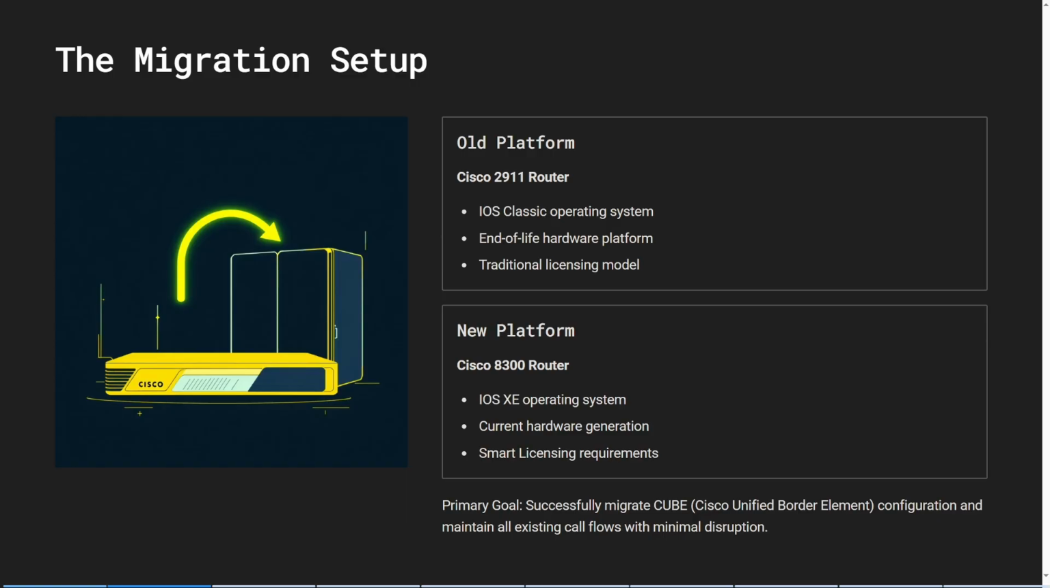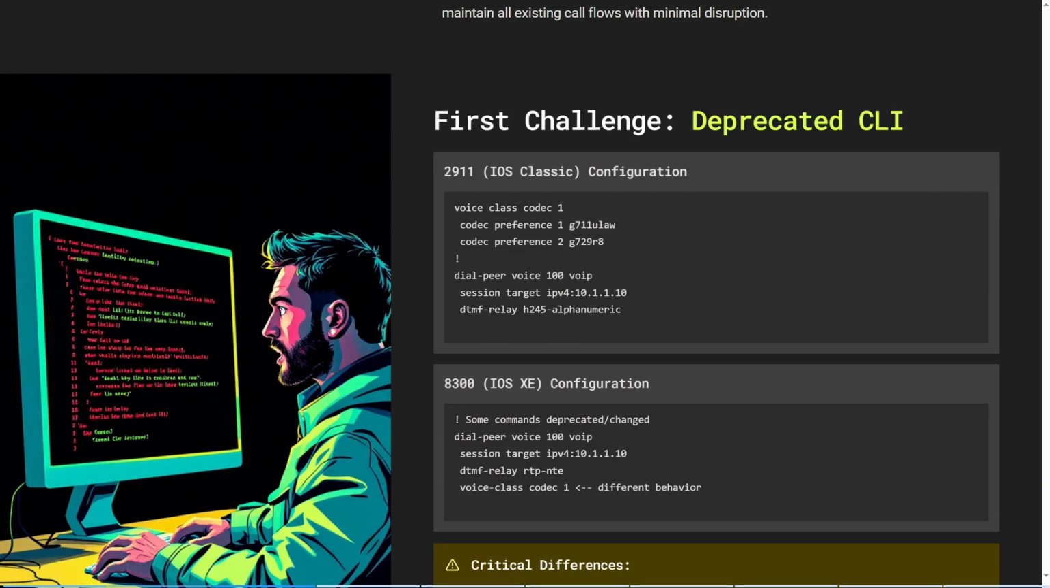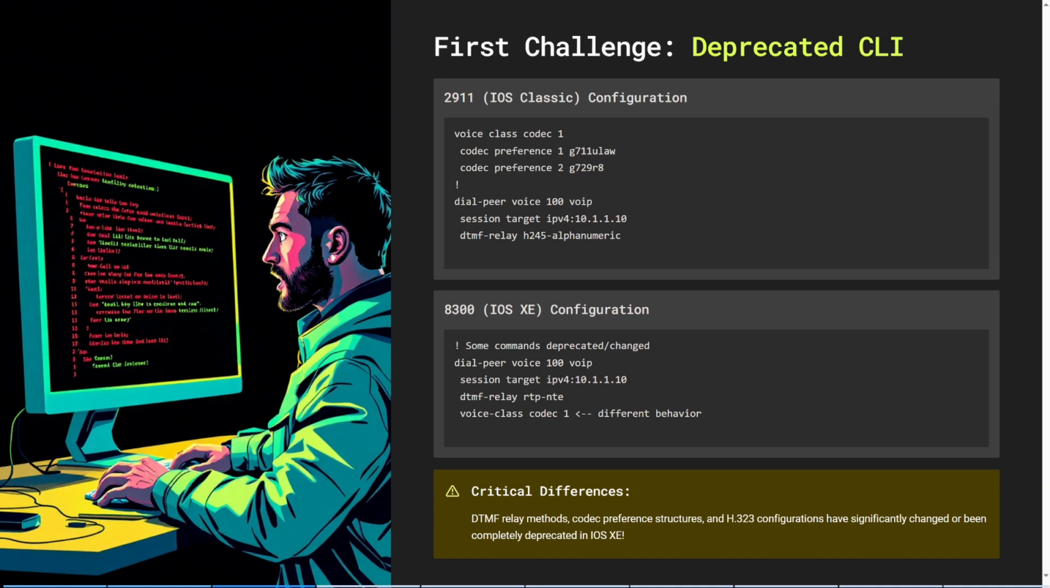So here's the situation. I had an existing Cisco 2911 cube running iOS Classic, solid and stable, but it was hitting end of life. The replacement was a Cisco 8300 series running iOS XE. At first glance, it seemed like it would be a straightforward migration. Just grab the running config from the 2911 and drop it onto the 8300, and we're good to go, right? Not quite. This was the first big difference I noticed.